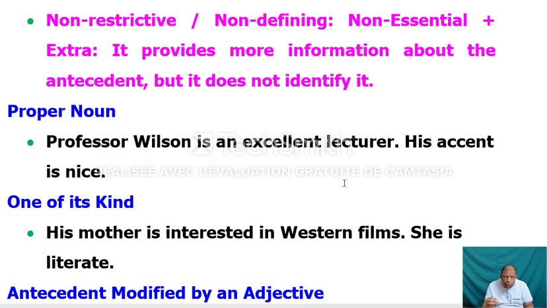Therefore, it provides more information about the antecedent. It adds something, but it does not identify it. It's not like the first one. The first one, yes, it is there in order to identify the antecedent. But in this case, it just adds more information about the antecedent. And here we have the specific cases of non-restrictive. So non-restrictive means punctuation, okay, which means the use of commas. They are necessary in order to mean that the sentence is non-restrictive, the adjective clause.